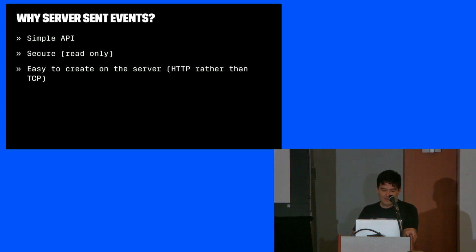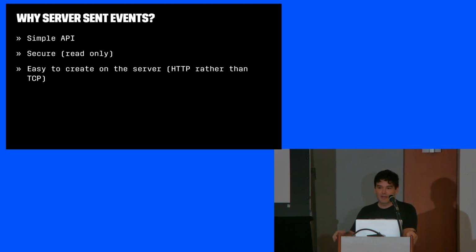I just specify the URL of the endpoint, and that's it. That's the whole thing. It's also a little more secure because I'm not opening up a channel to send writes. I'm only opening up a channel to read, so it's read-only data. And the other thing is it's actually much easier to create on the server because it's only HTTP. I don't need to do TCP. So basically, I just send back a readable stream, and that's it.